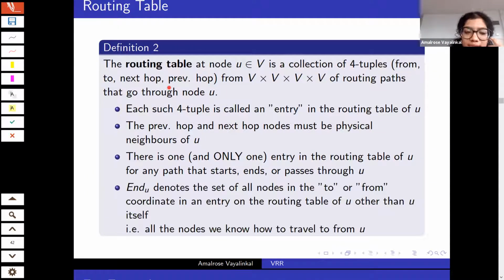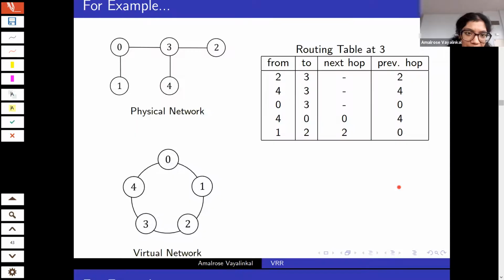And so we also have this set end U, which is a set of all nodes in the to or from coordinate in an entry on the routing table of U other than U itself. So i.e. all the nodes we know how to travel to from U. And this will be relevant later when we're actually doing the routing.